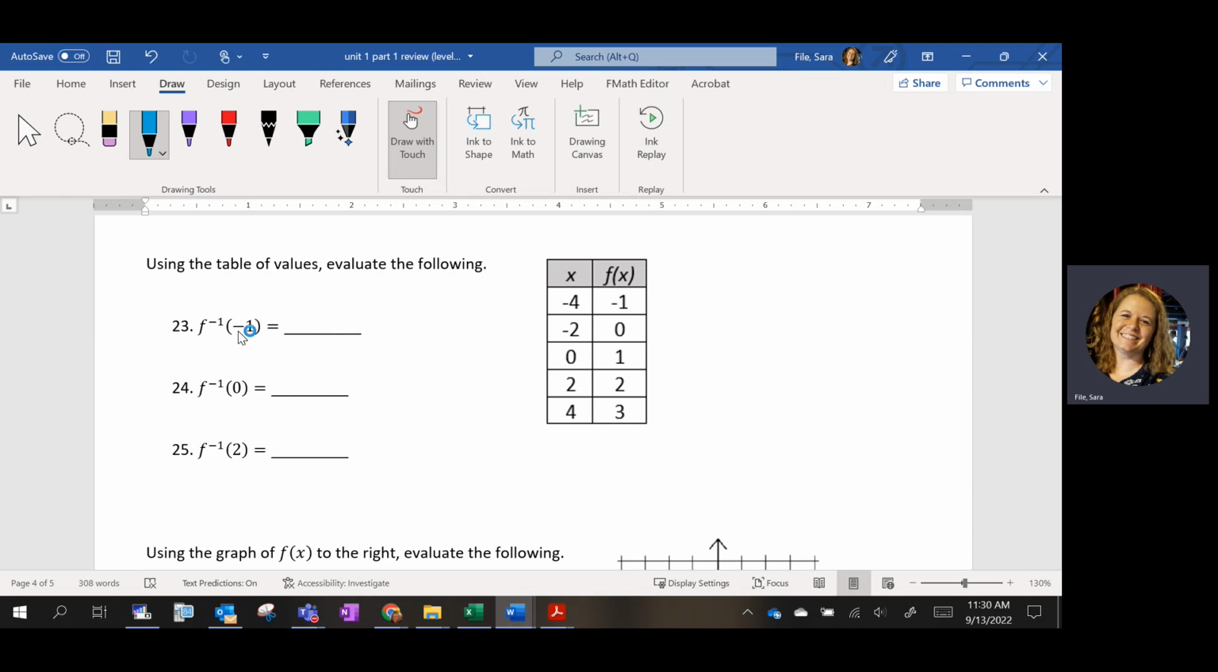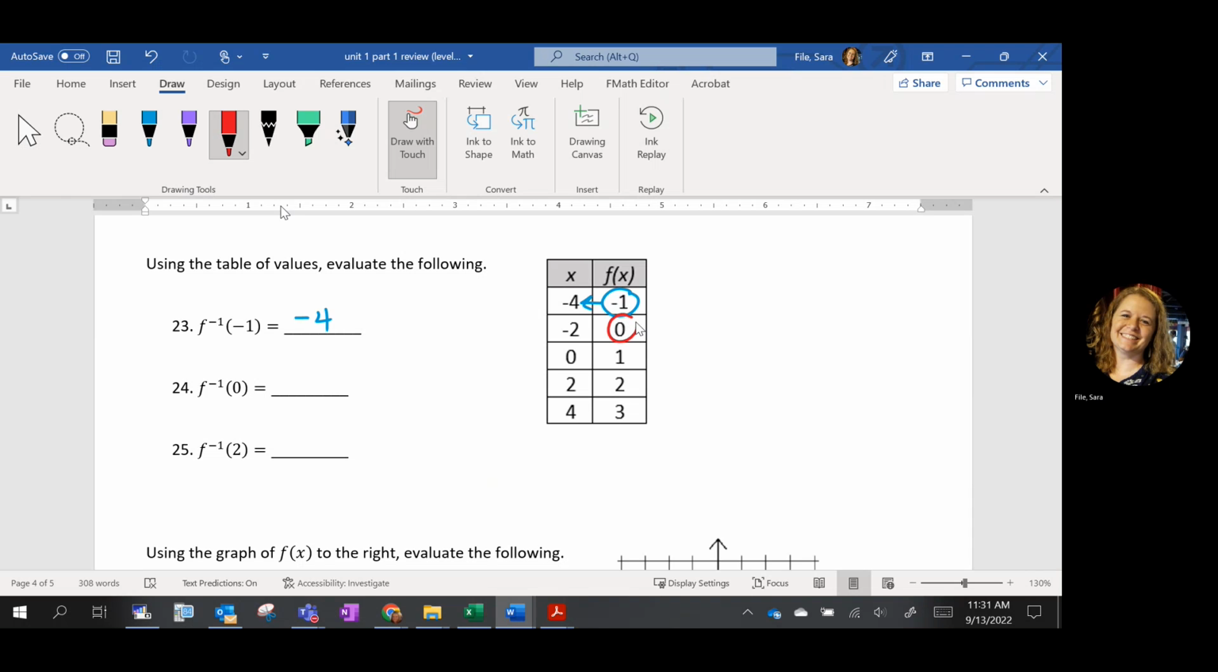So I'm looking for -1 in the y column. My answer is -4. Okay, I'm looking for 0 in the y column. My answer is -2. Looking for 2 in the y column. My answer is still 2.